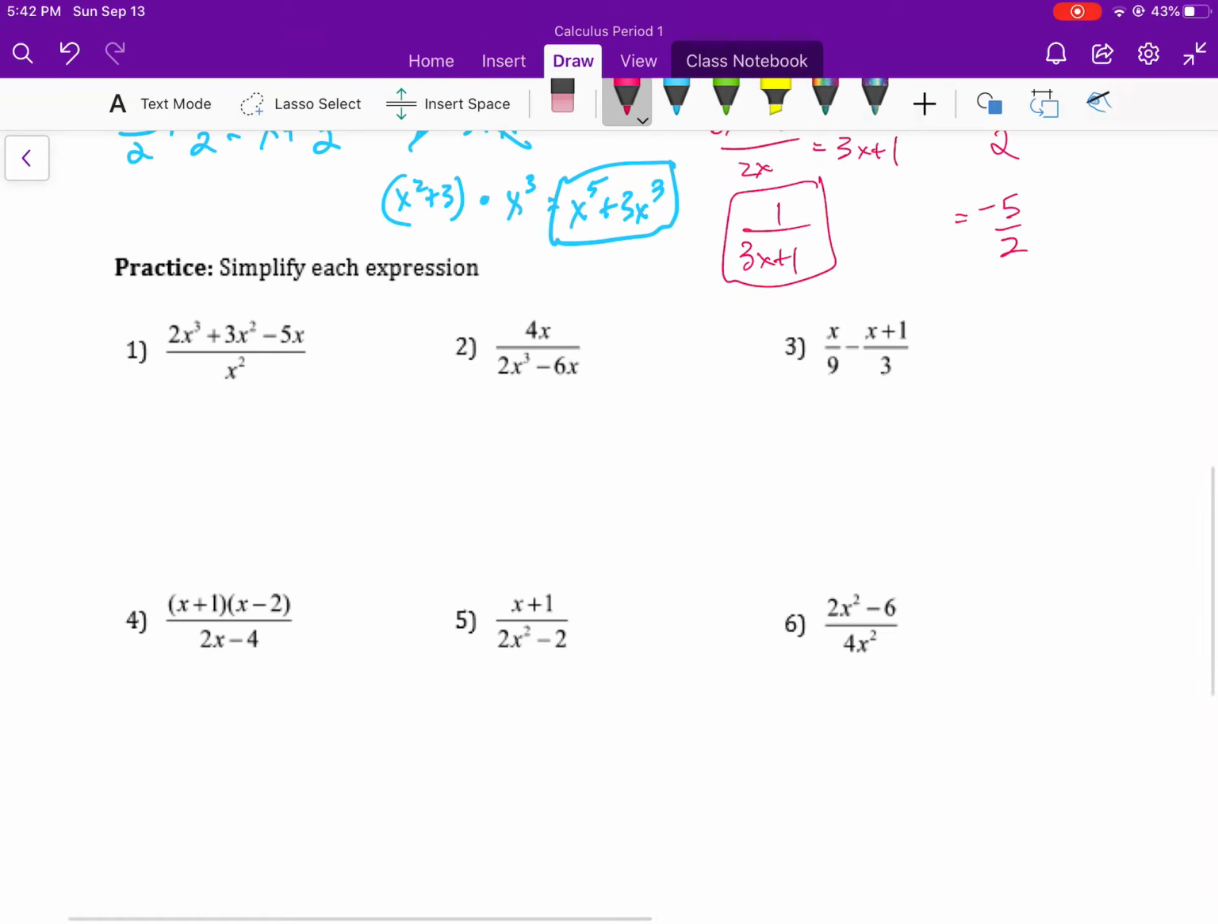Here are 6 expressions. Some of them you might be combining, you might do a little factoring, simplifying some fractions that involve addition and subtraction in the numerator and denominator. Solve these 6 problems and check your answers on the Google site to make sure that you got them right.